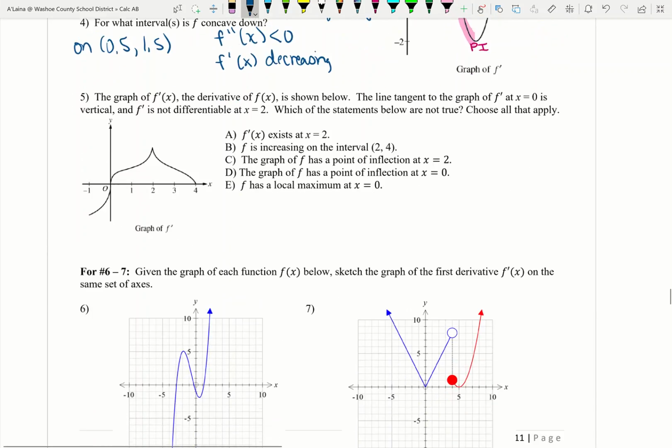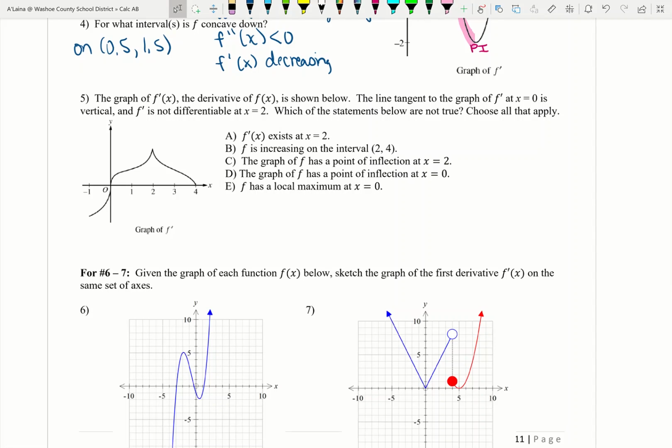So take a look at number 5, pause the video, try it first, and then restart the video when you're ready to go over it.